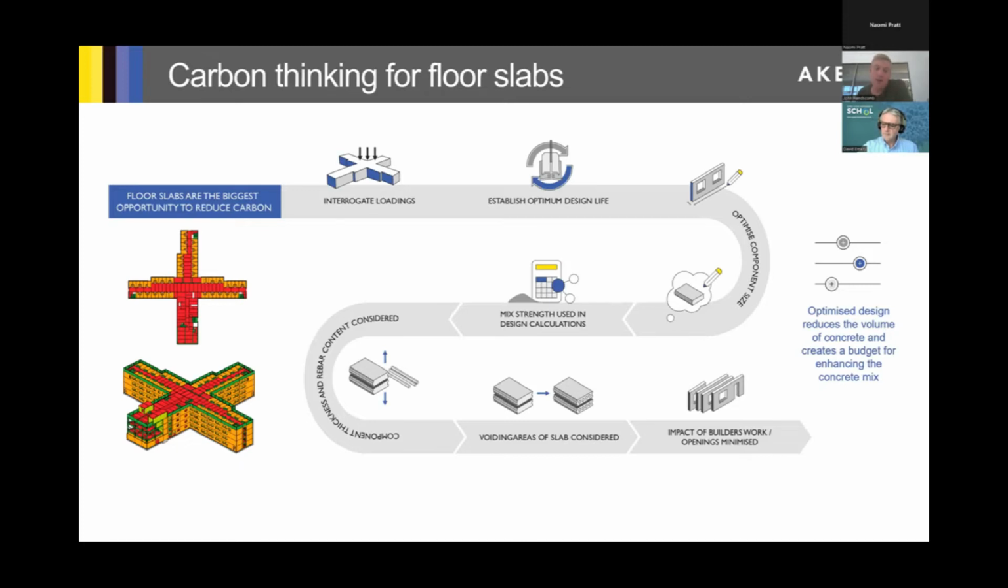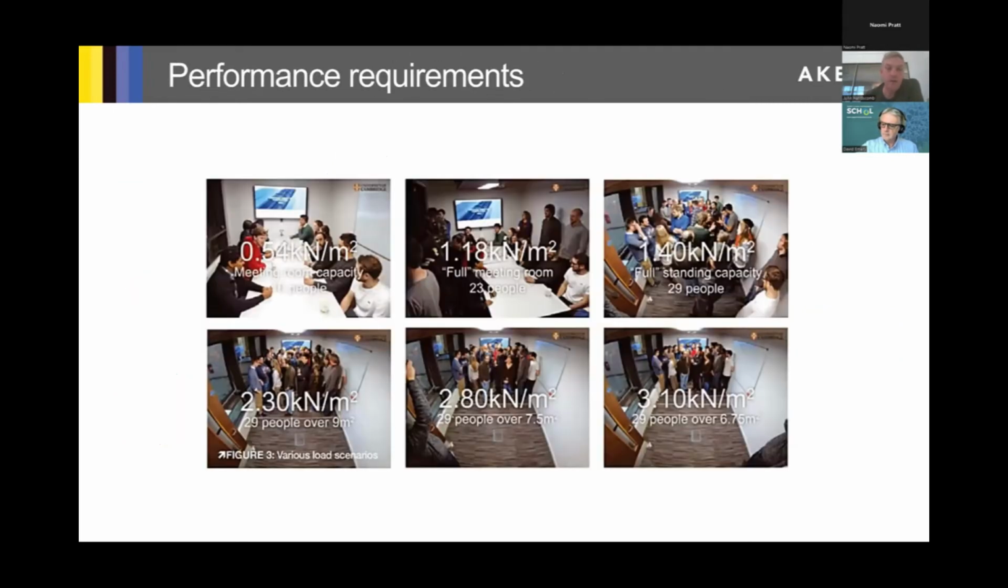And look at what decisions affect that carbon impact. So moving on to performance requirements, touched on floor loads earlier. What are those loads? Are they required? Are they representative of the use of the building? Some pretty small numbers from 0.54 to 3.10 on this scale, but actually in terms of carbon and reinforcement and concrete elements, they are big shifts, they are big numbers.